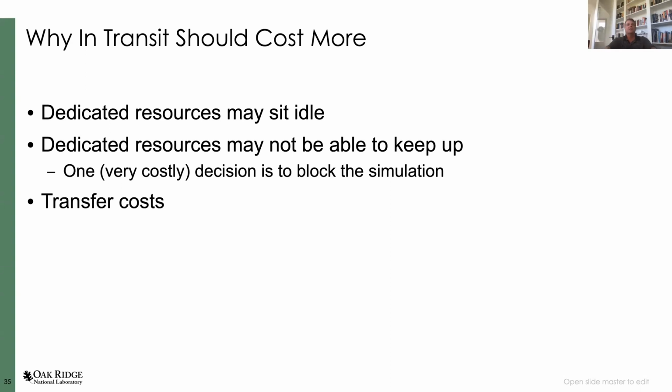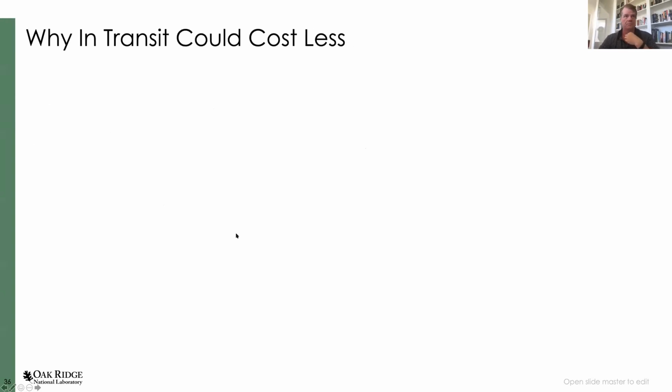in transit can cost more when you've got dedicated resources that may sit idle, or when your dedicated resources can't keep up with the simulation, and it essentially blocks the simulation. Well, one option is to block the simulation. The other is to just skip time steps. And then you also have to deal with the cost to transfer the data over the network.